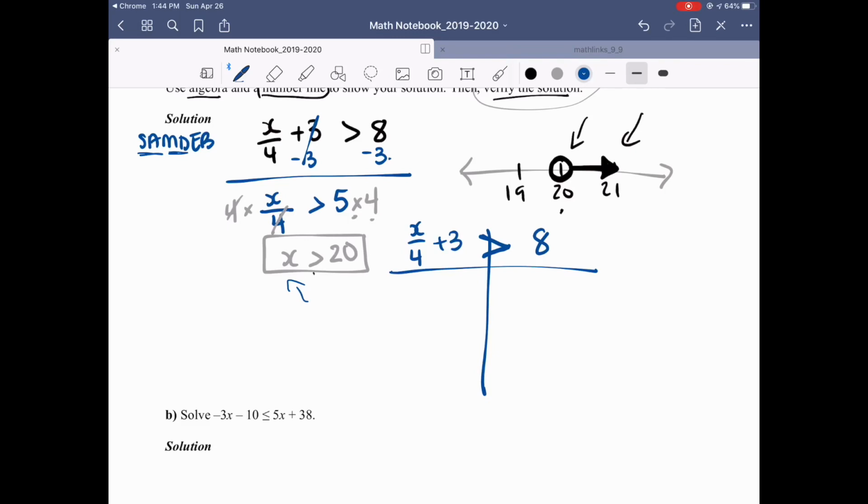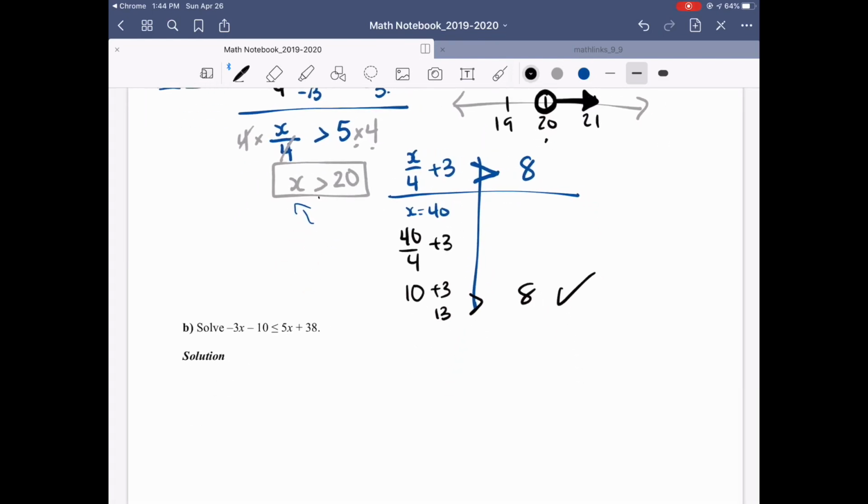I'm going to pick 40. So let's say that x is 40. And then, so I'm going to plug it in. 40 over 4 plus 3. 40 divided by 4 is 10. Plus 3 is 13. Is 13 greater than 8? Yes. So we know that our answer is correct. That's how you verify it.